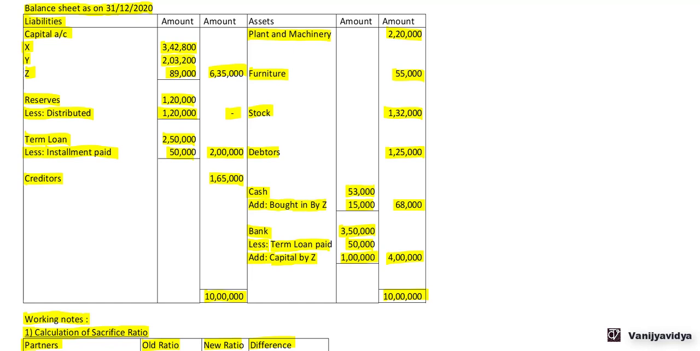So the treatment is similar to goodwill, that is, whatever is the profit share of Z is distributed to X and Y in their sacrifice ratio, because Z is gaining and X and Y are sacrificing their share. So this was about the accounting treatment of the admission of the partner by preparing a memorandum revaluation account.